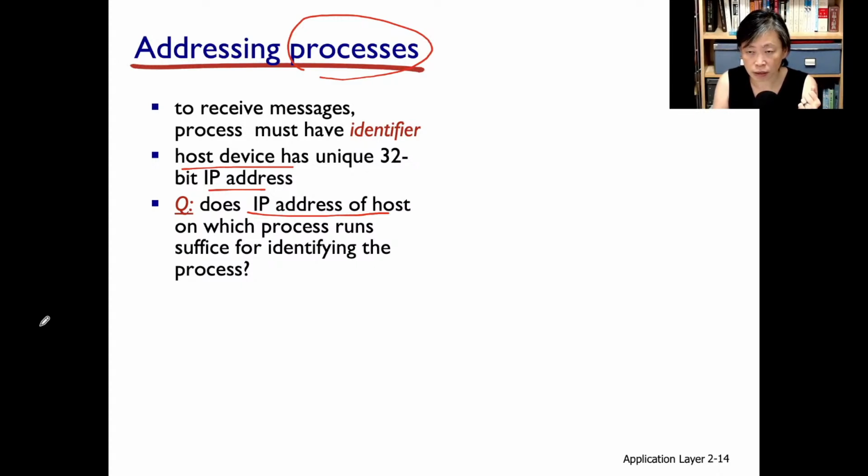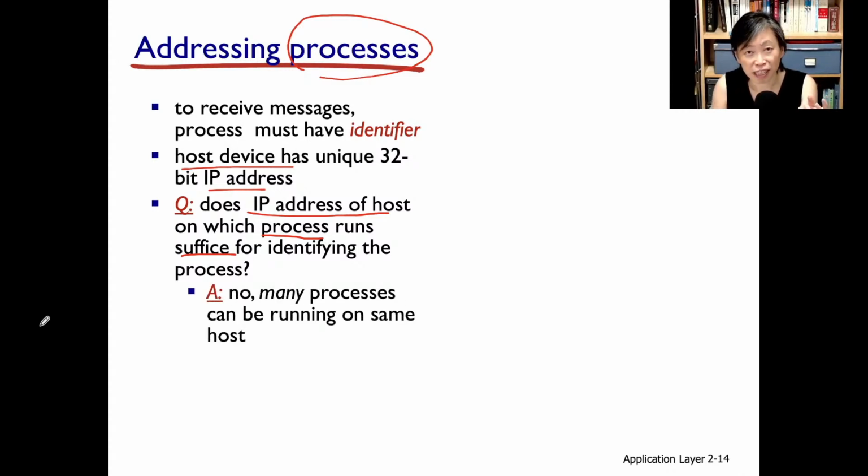But the question here is, does the IP address allow us to identify a process running on the machine? Having just the IP address, is it sufficient already? I know what you're thinking. You're probably thinking, no, not quite. If there are multiple processes running on the machine, then you cannot see exactly which process we're looking for with just the IP address.